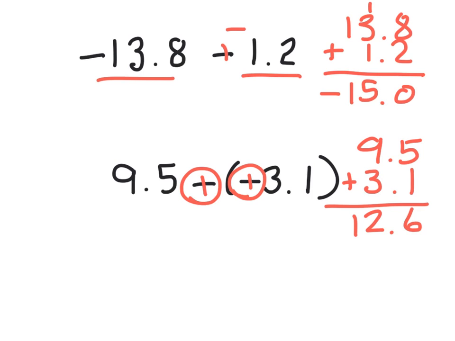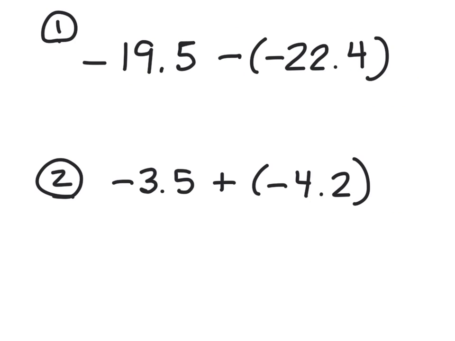All right, let's go to the next one. Again, pause your video, work out the problems, do 1 and 2, then restart to see how you did. Welcome back from pausing the video. The first problem, we're subtracting a negative, so we will add the opposite, which is a positive 22.4. Now we're adding two numbers with different signs. We're adding a negative and a positive. Therefore, we'll subtract them.